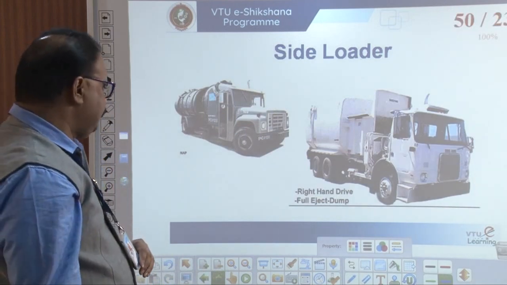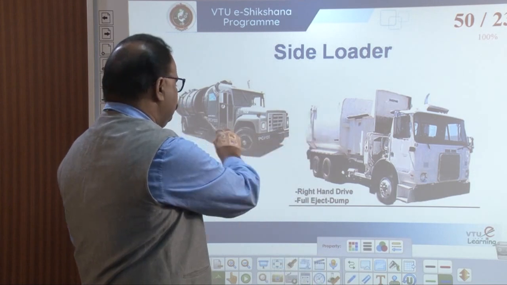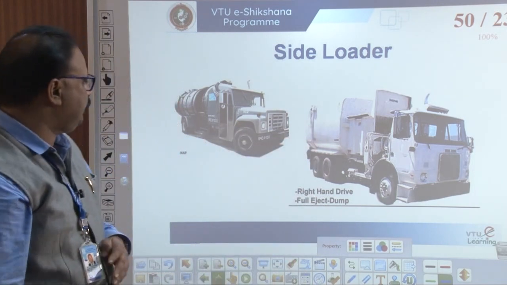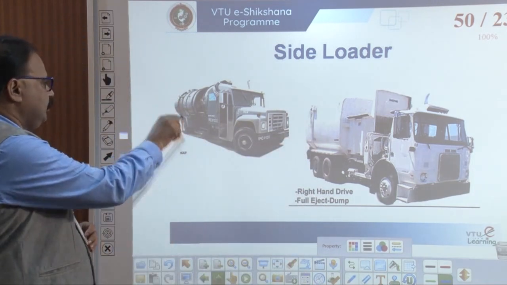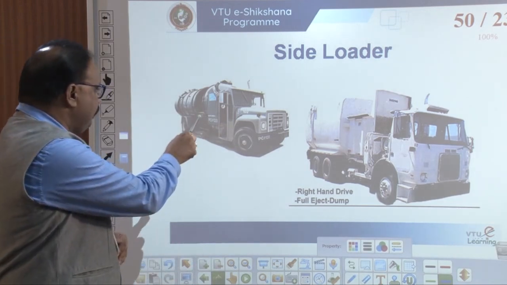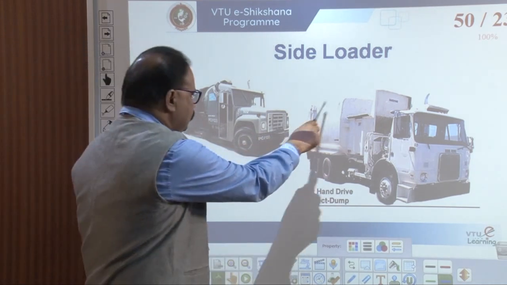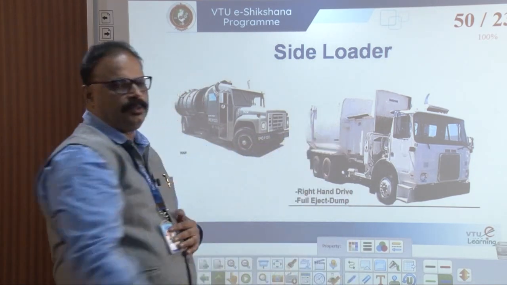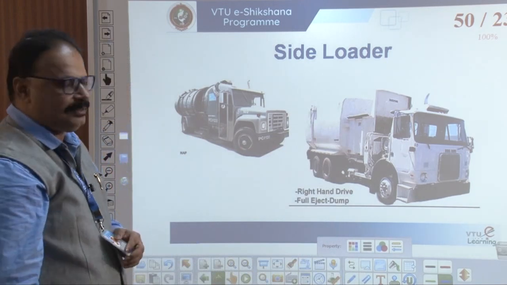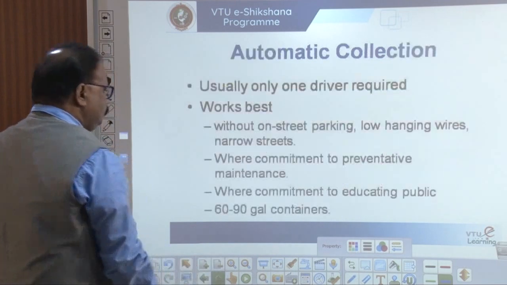See, this is the right hand, dry, full ejected dump. This type is also used for radioactive purposes, and for hazardous waste. Some are using this type of vehicle for waste, taking all the waste. Side loader: it will take from the side.